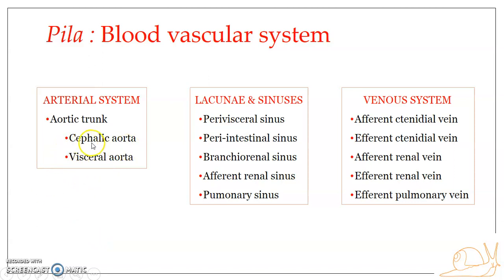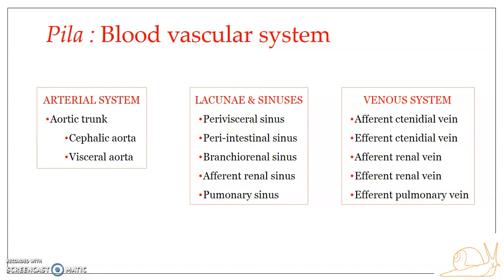The cephalic aorta runs forward and gives branches to head and foot, while the visceral aorta runs backward towards the visceral mass and gives off branches to various parts of the visceral mass. This one we will be looking at in detail in the next slide. Now coming to the next part, that is the lacunae and sinuses.